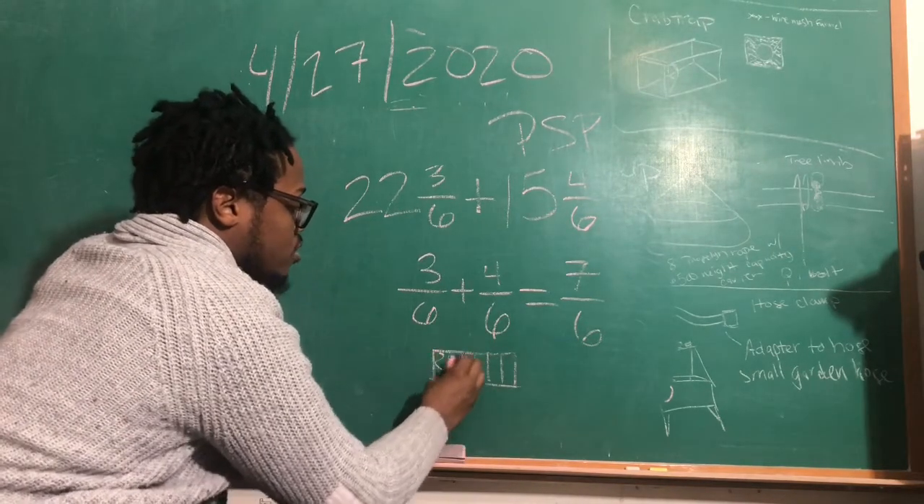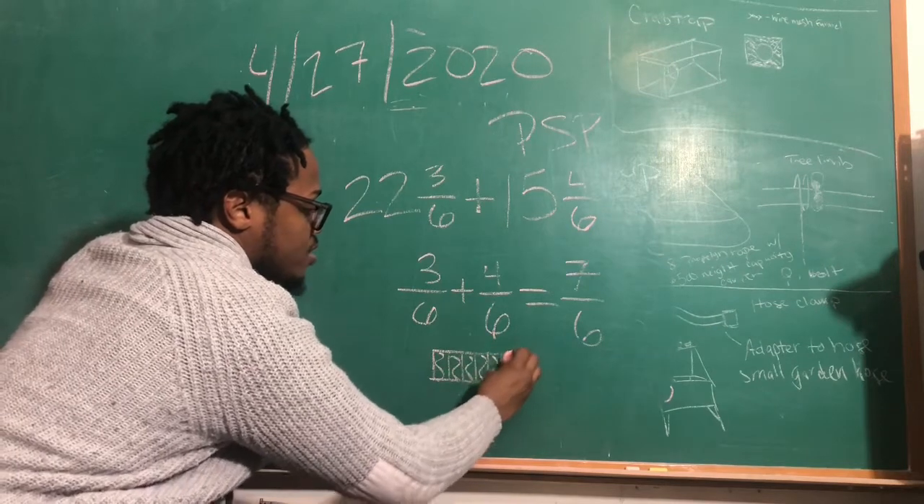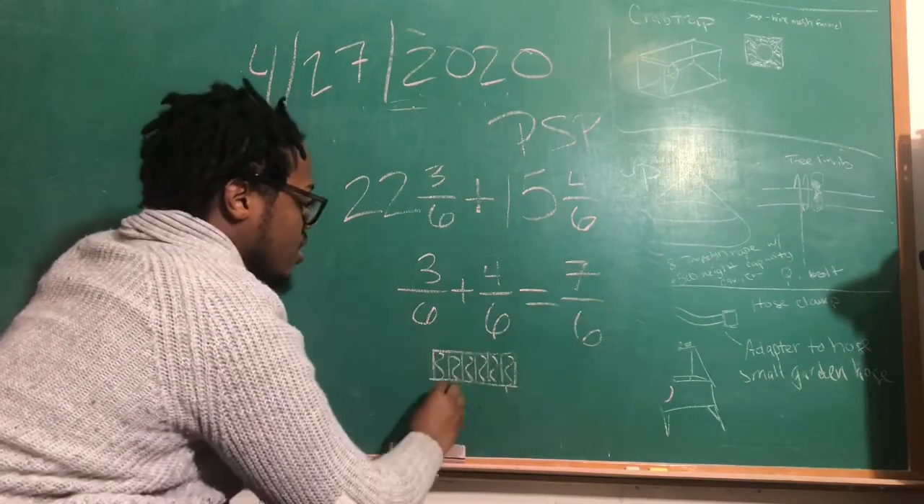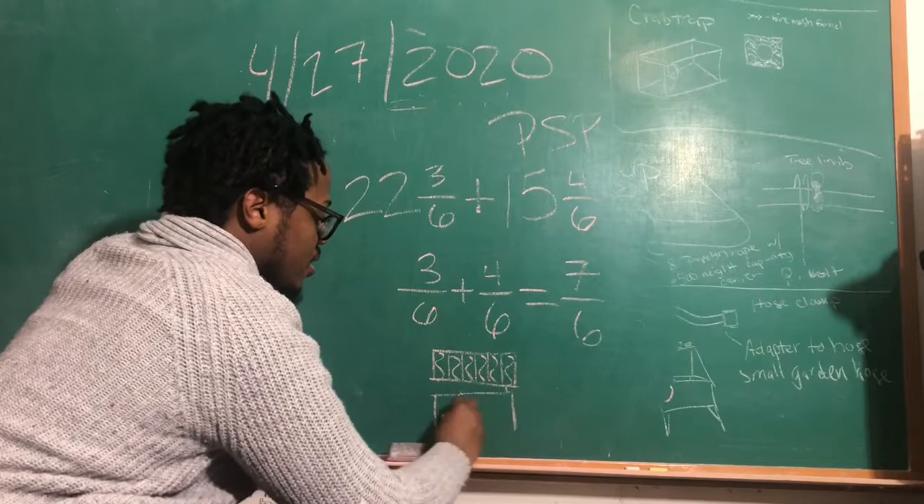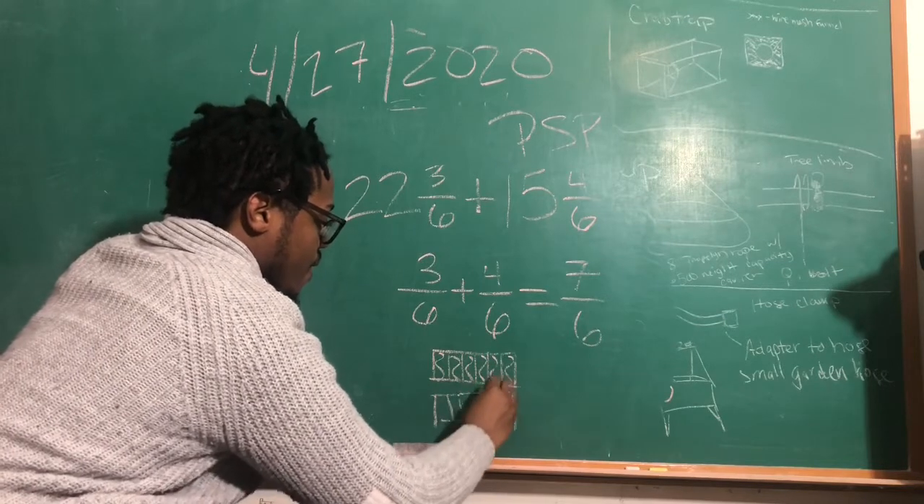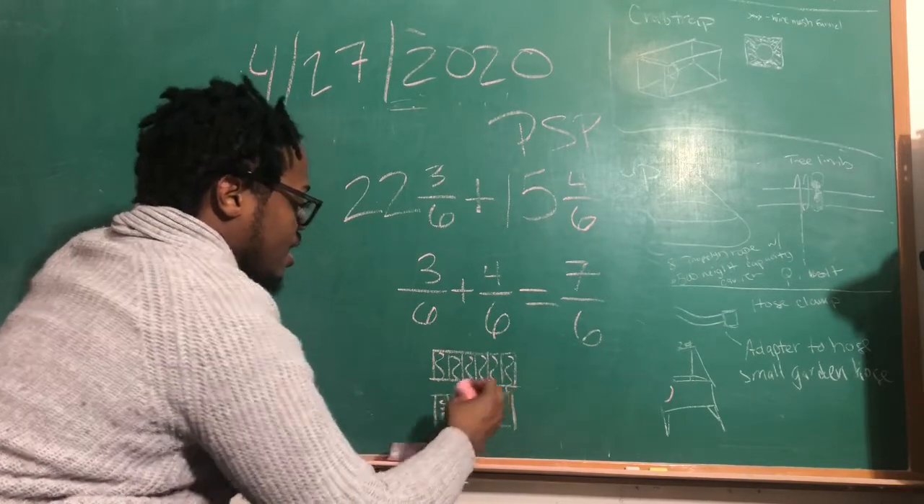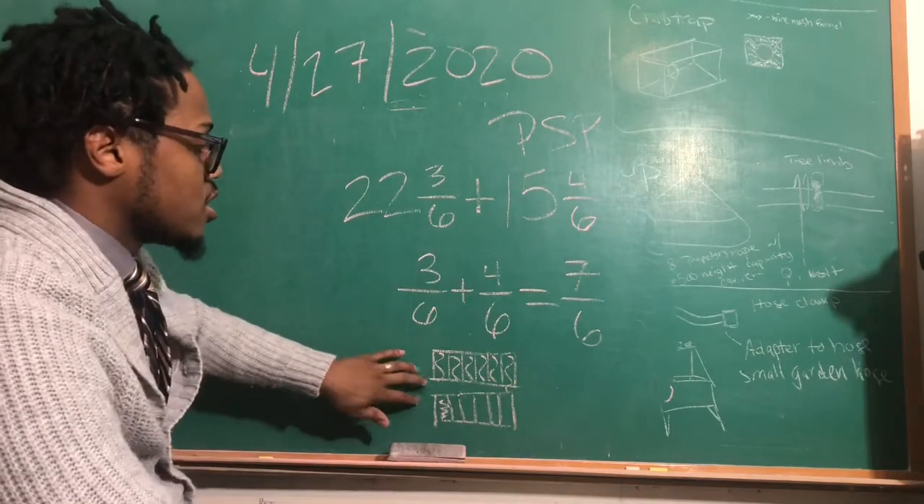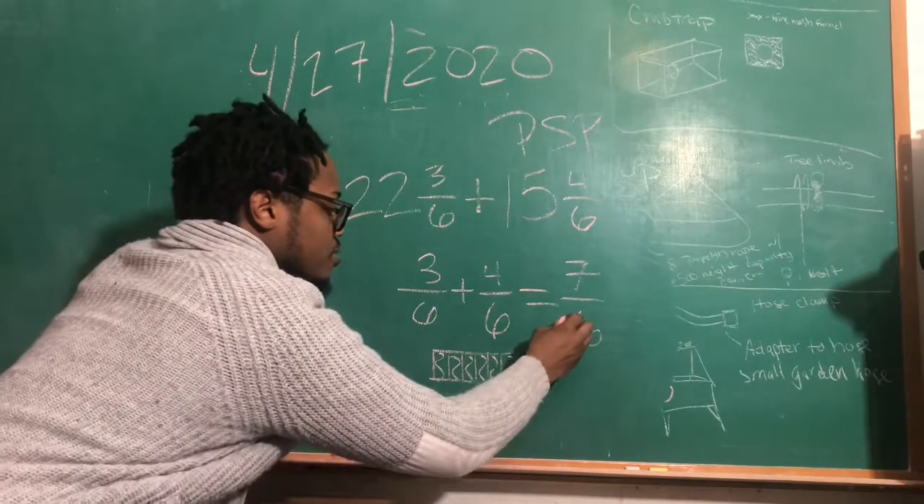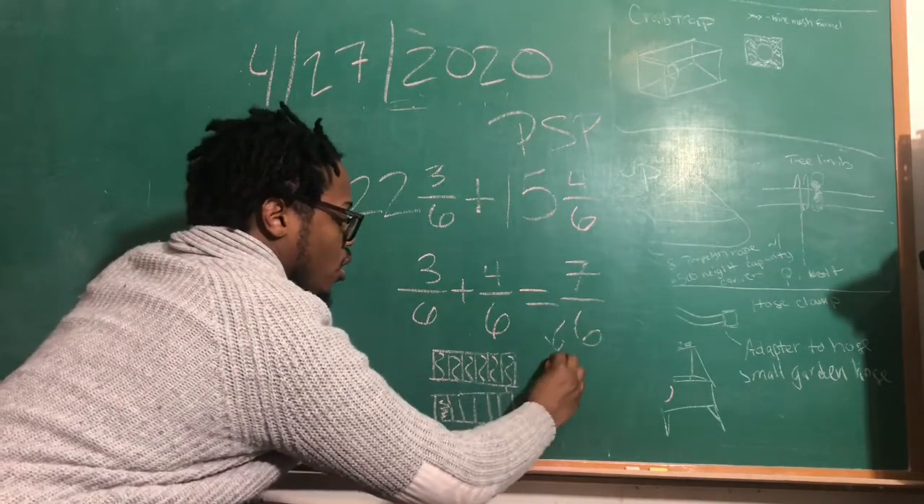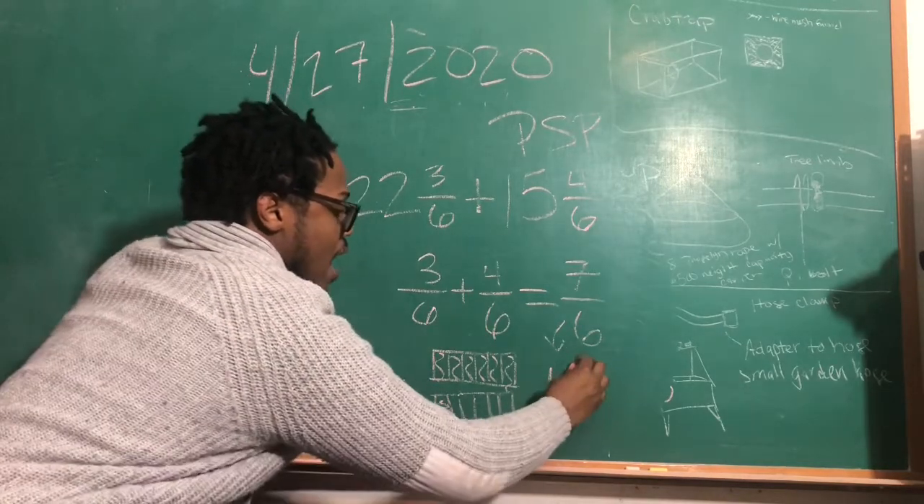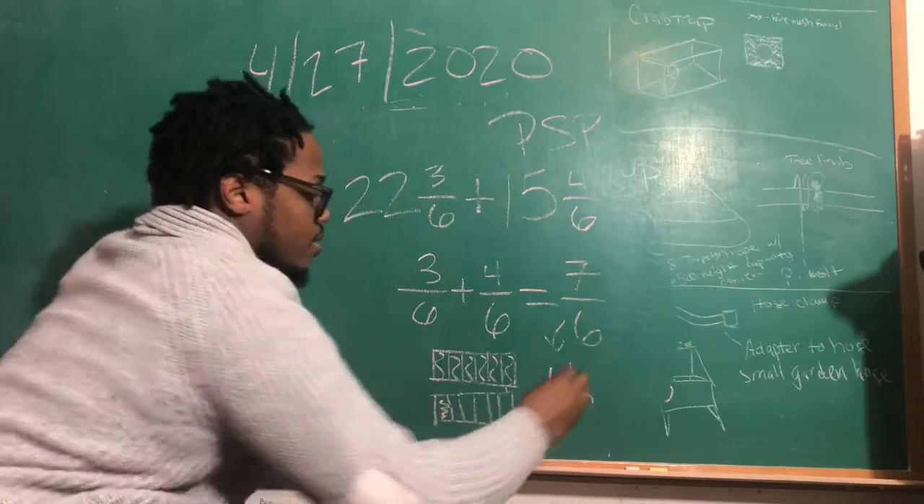I have 1, 2, 3, 4, 5, 6, but I need 7. So I have to make another bar here and shade in that last one. So I have 7/6. The way I would translate this from 7/6 is to 1 whole and 1/6.